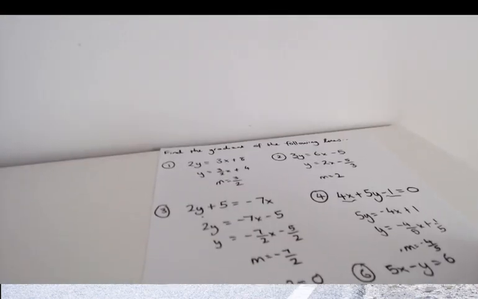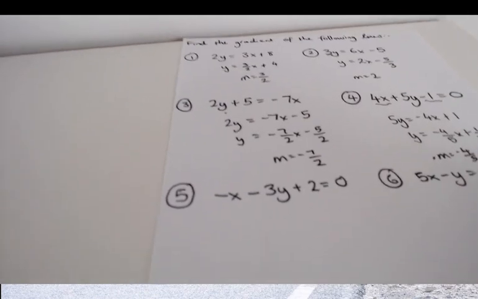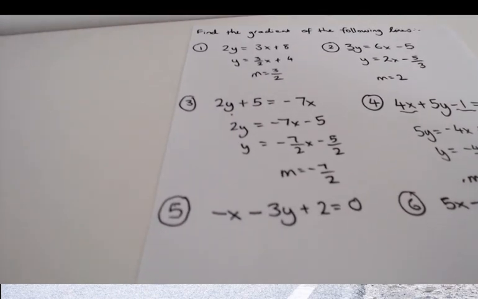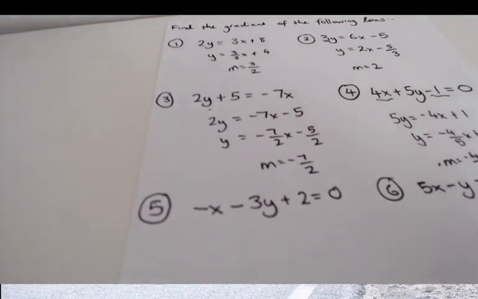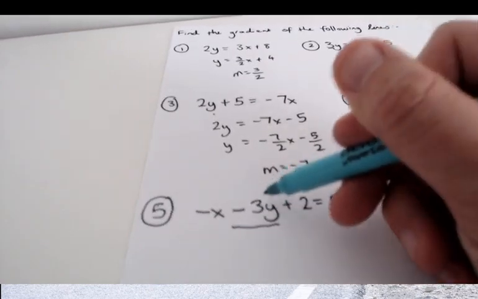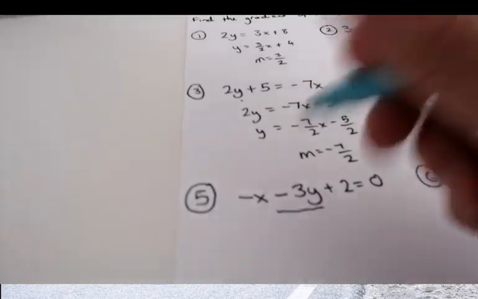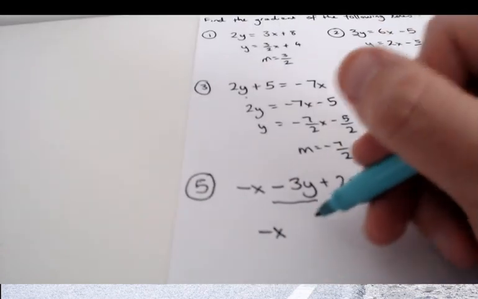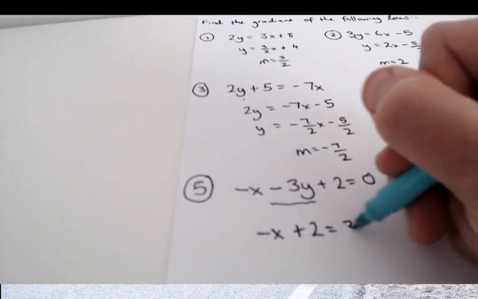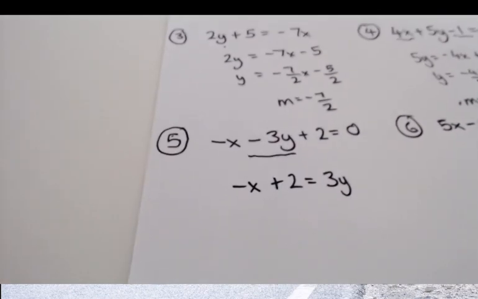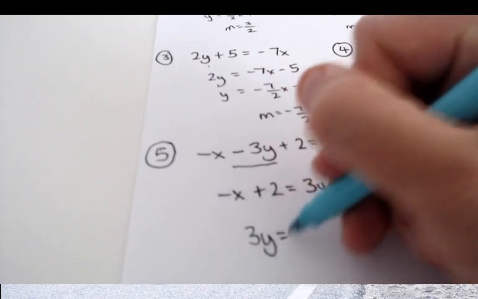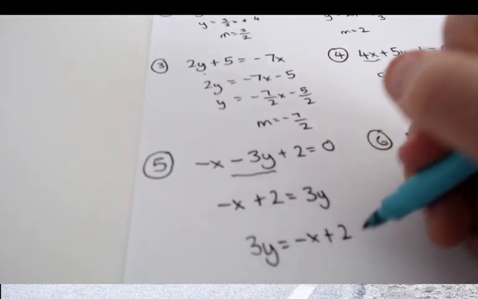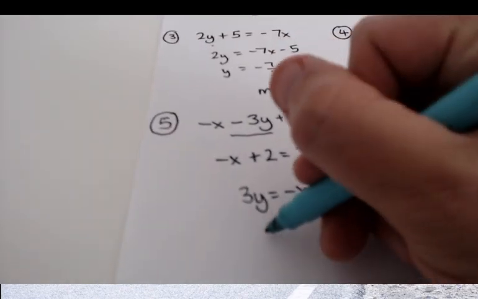Last two, would help if I could count. Question 5, we're going to try and get y by itself. Now, like the last example I did, I don't want to end up with a minus y. So I'm going to take this minus 3y to the other side as my first step. So I'll get minus x, add 2, and now on the right hand side I'll have this positive 3y. Same as in my last example, I'll switch this around because we're used to working with the y's on the other side. And now I'm going to have to divide by 3.